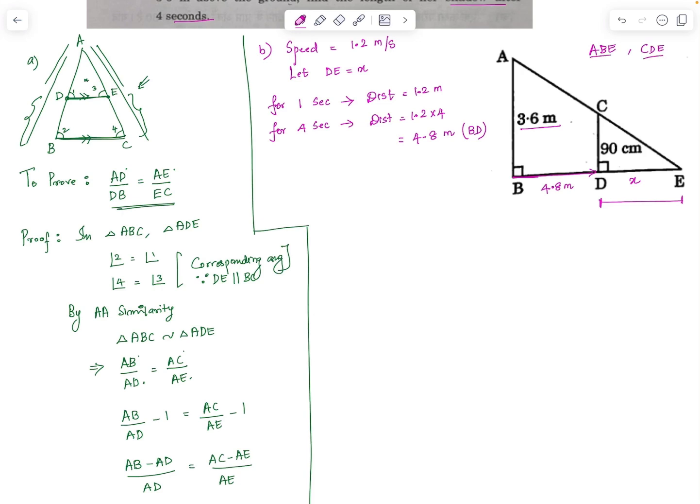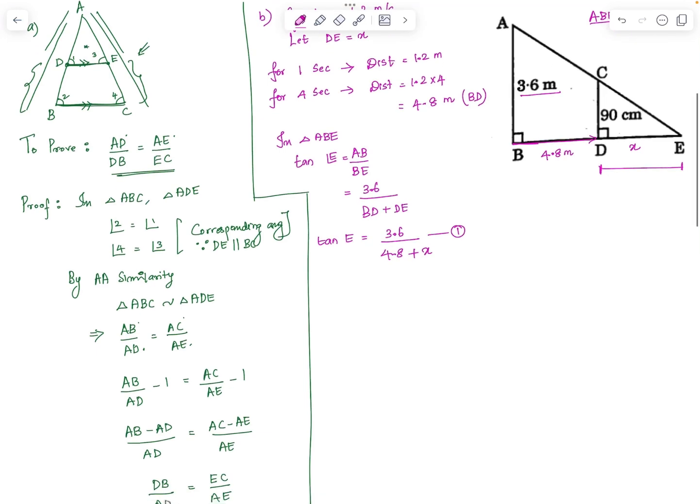In both the triangles, E is common, but the measure of the angle is nowhere mentioned. We don't require the length of the hypotenuse. So let's go in for tan ratio. Tan angle E is AB upon BE. AB is 3.6 meters upon BE, which is the sum of BD and DE. Tan E is equal to 3.6 upon BD is 4.8 and DE is x. Let this be equation 1.